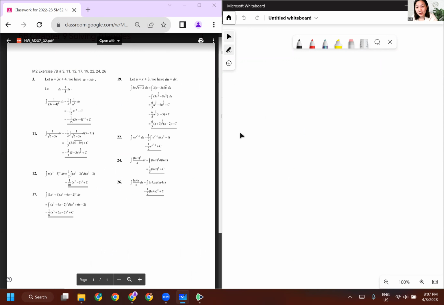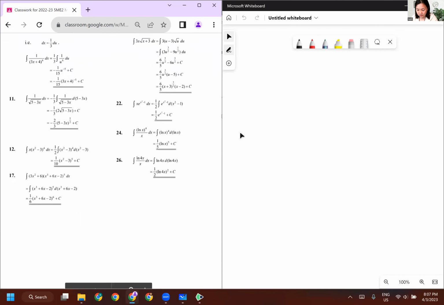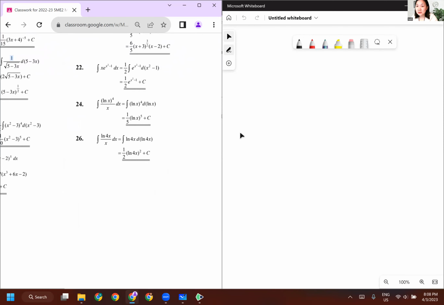Now look at this one. Maybe it takes some time for you to remember this. It's done a long time ago. Now these questions are level 1 in integration with substitution, but I want to talk about how I solved 24 and 26.